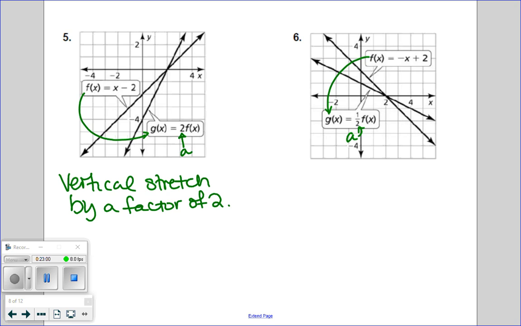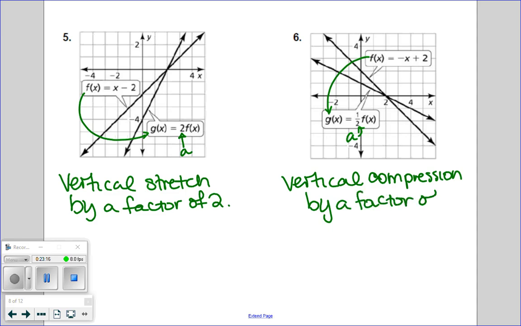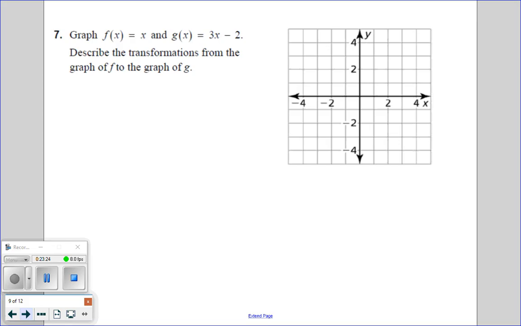With the verticals, what we see is what we get, right? So this is a vertical compression or shrink by a factor of 1/2. That's exactly what we see. We only have to do the reciprocal for the horizontal ones. Okay? All right. This one, we're doing our own graphing, and then we'll describe.